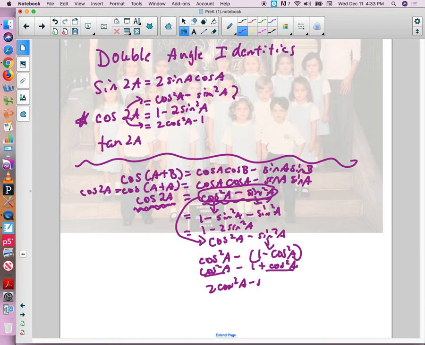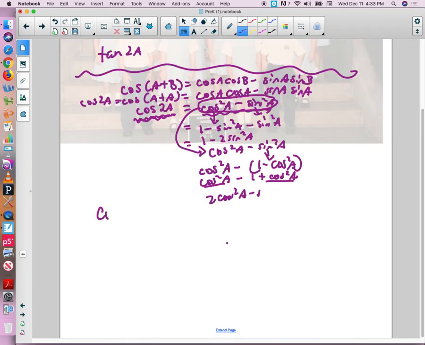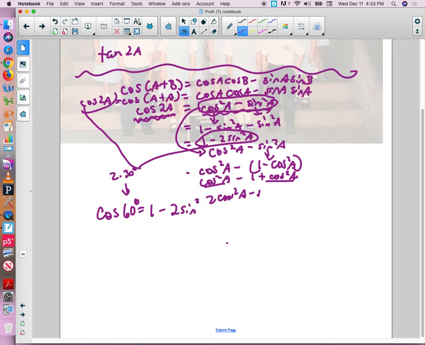Sometimes it doesn't matter which of the three you use, and sometimes it does matter, but only in calculus. So right now you can kind of pick and choose depending on what you want to do. Like for instance, if I wanted the cosine of 60, this is 2 times 30. So for cosine 2A, I'll use this one. So I'll say 1 minus 2 sine squared of 30 degrees.